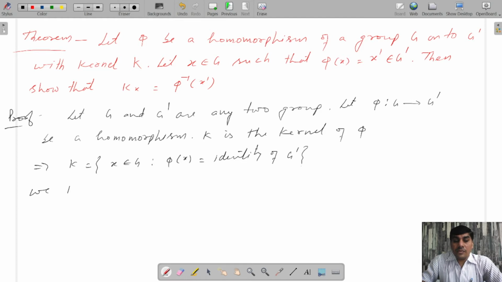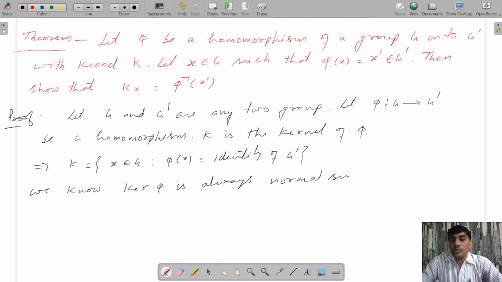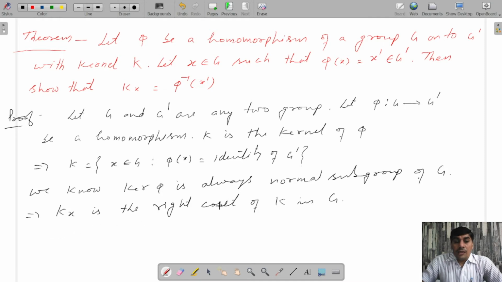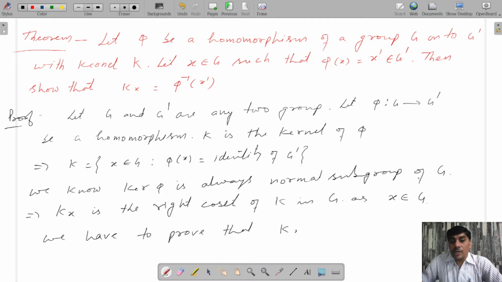We know that the kernel of phi is always a normal subgroup of G. This implies Kx is the right coset of K in G, as x belongs to G. We have to prove that Kx is equal to phi inverse of x dash.